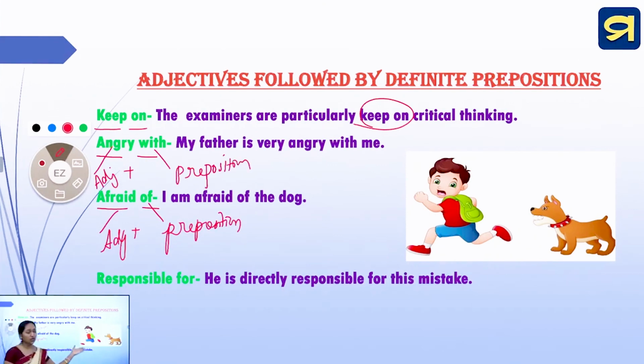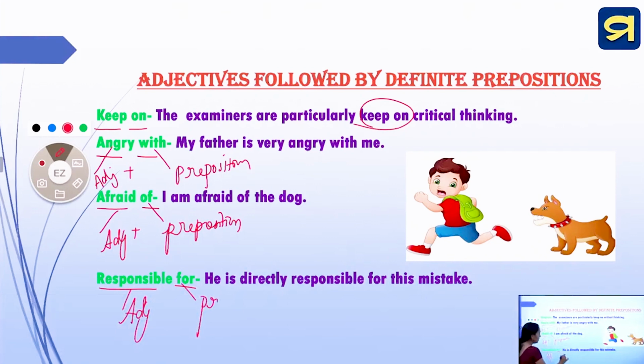I am afraid of the dog. Just look at the slide. Look at the picture. The boy is saying that I am afraid of the dog. Are you afraid of dogs? Okay. I am also afraid of dogs. Next, responsible for. Responsible is your adjective and for is your preposition. Now make a sentence. He is directly responsible for this mistake.